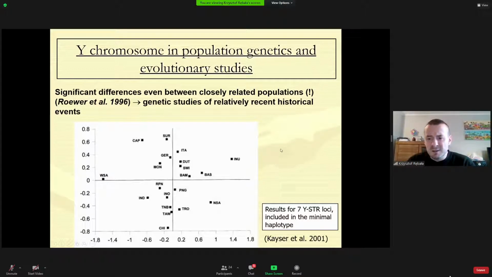And here you can see results of a study from 2001, comparing Y-STR loci differences between different European populations, not only European, sorry, different human populations, based on variation of 7 Y chromosomal STR loci. So you can see, for example, here we have Dutch, Switzerland, Italy, Germany, and so these are some European populations. Okay, let us go further.